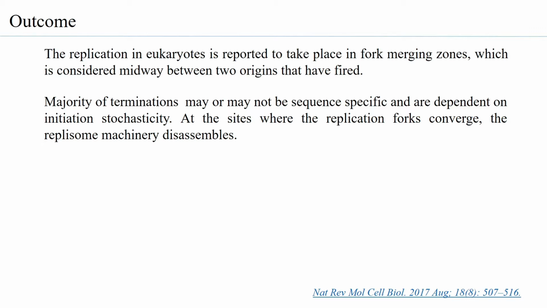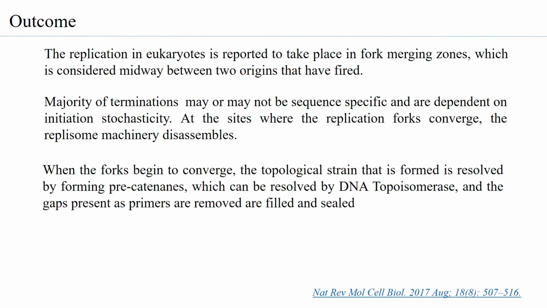At the sites where the replication forks converge, the replisome machinery is known to disassemble. When the forks begin to converge, there is a topological strain. However, you cannot have supercoiling further on the non-replicated part of the DNA, as that has to be replicated, and therefore it is resolved. It is seen to be resolved by forming what are called precatenanes. These precatenanes are understood to be resolved by DNA topoisomerase, although its molecular mechanism is not really clear.